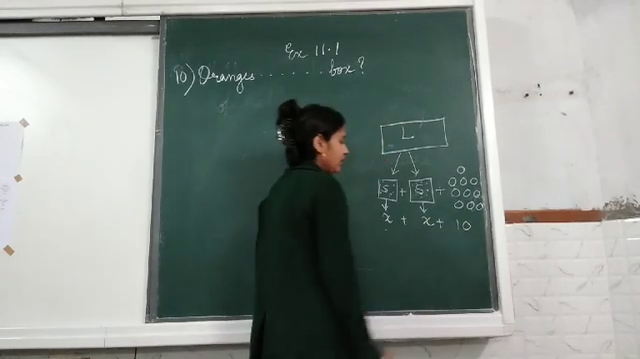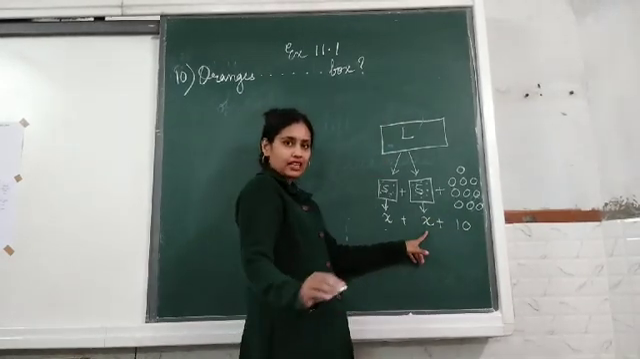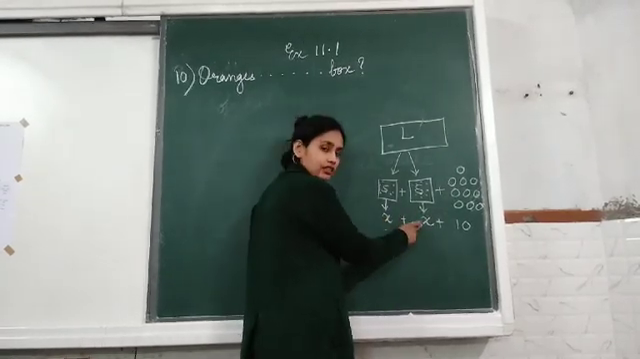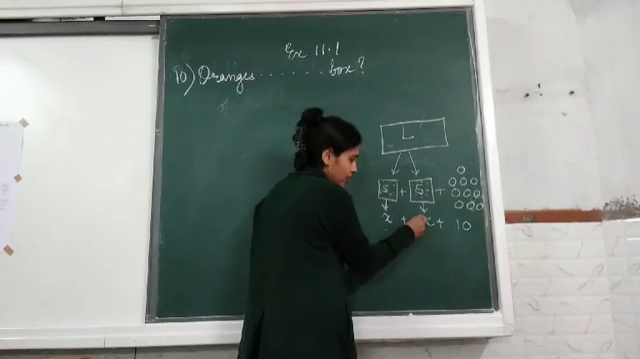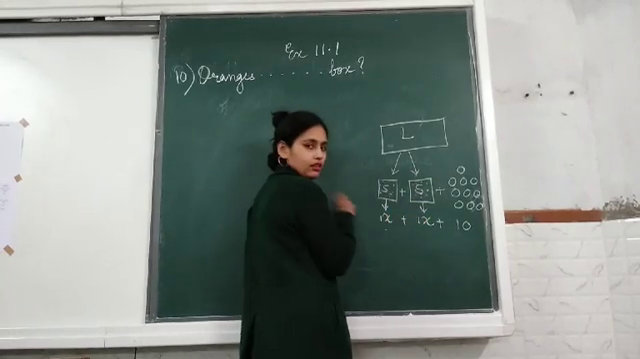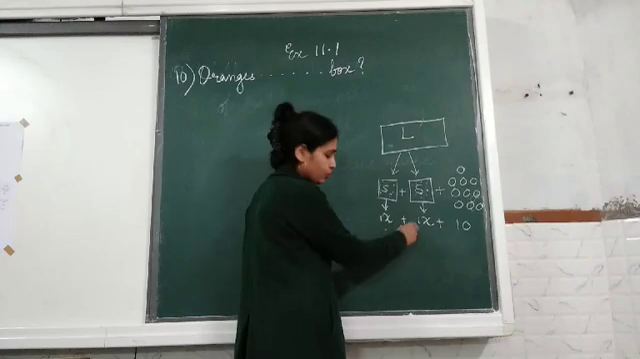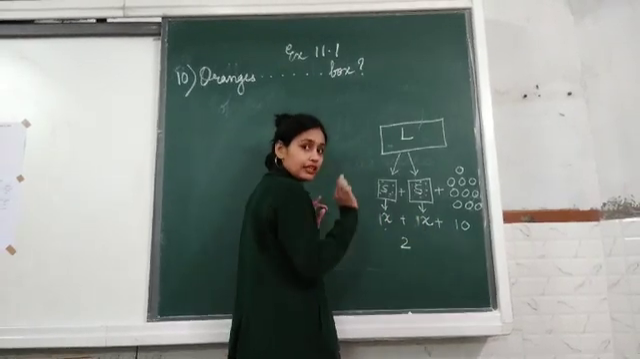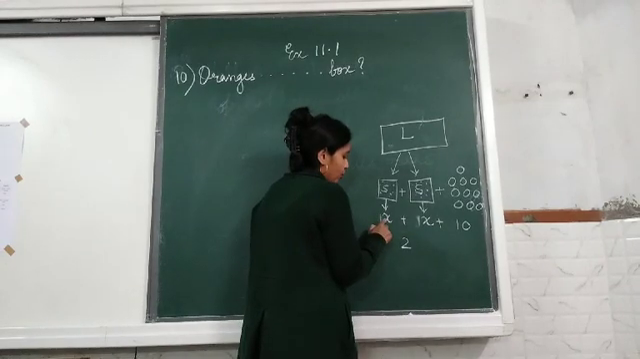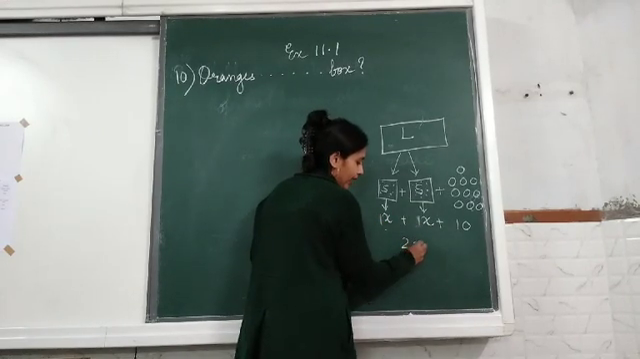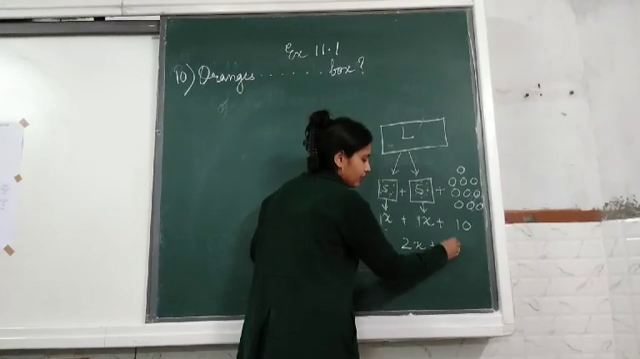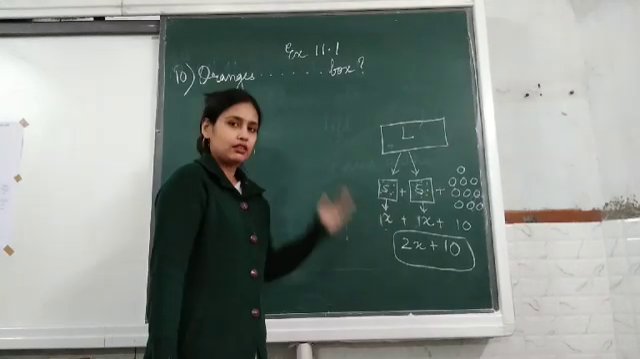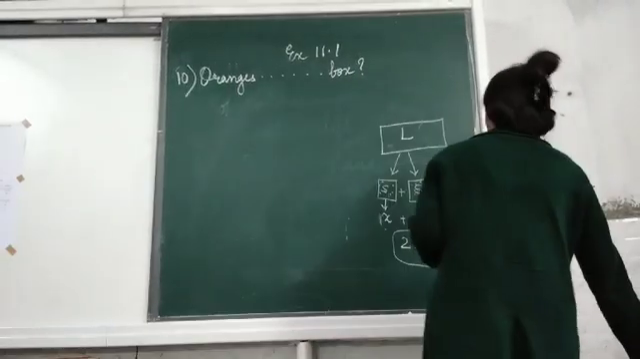Now x and x variables are the same, so they get added. Nothing is written in front of this x, nothing is written in front of this x. That means 1 and 1. So 1 plus 1 gives us 2. Generally we don't write anything, that means it's 1. So 1 plus 1, 2x plus 10. So this is your answer. Now let's write the statement. This is the explanation.